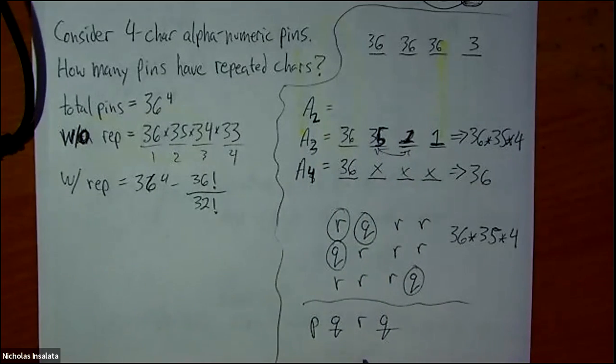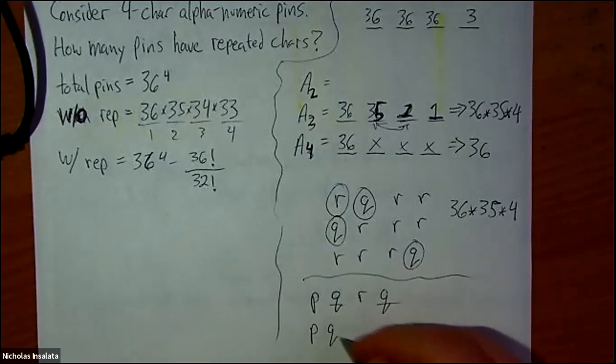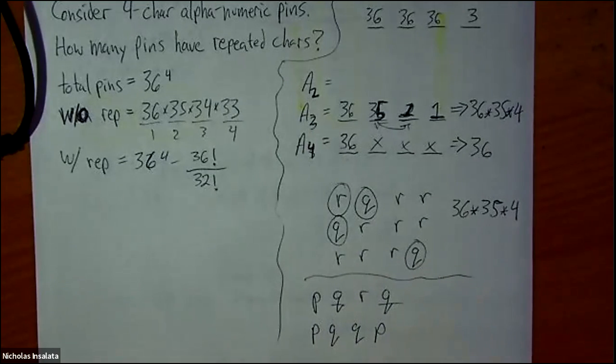Well, how are we going to catch those? Should we count those as separate? Because we could also have P, Q, Q, P. Do we need to count those as separate things, one pair versus two pair? Can we just combine them all into one thing? What do you guys think?